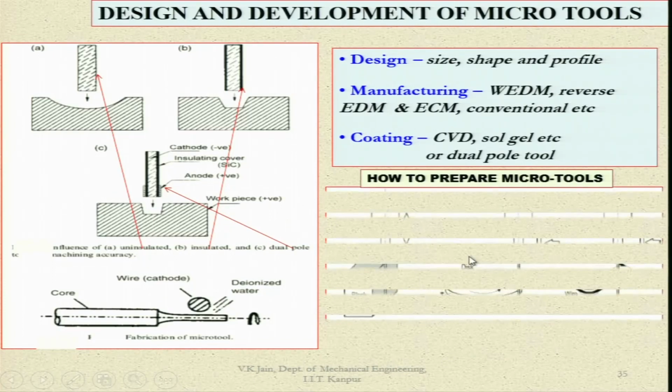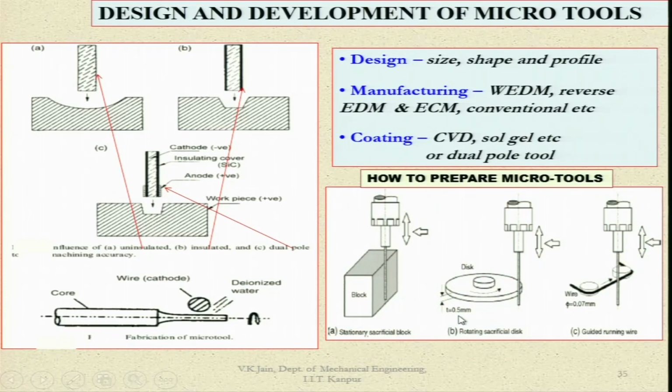Now, how to prepare micro tools? These are some commonly used processes for preparing micro tools. This is the block, this is the micro tool being prepared. You are rotating this micro tool and feeding it upward and downward, and this is the one stationary sacrificial block. You can use either EDM process or ECMM process. This is the rotating sacrificial disc.